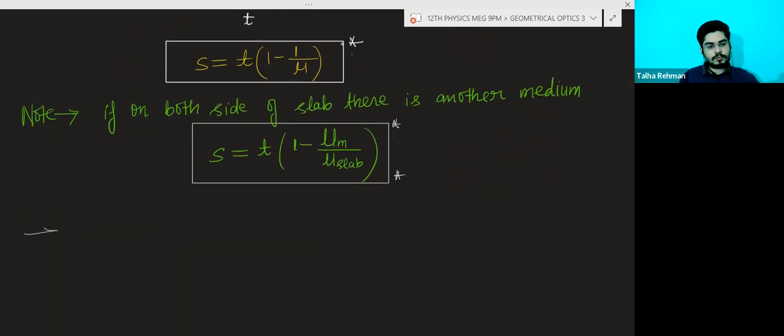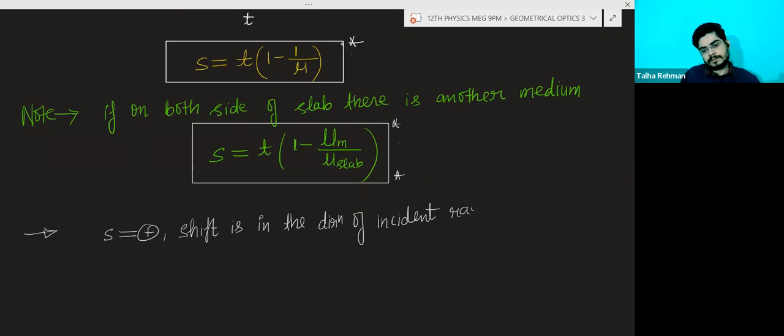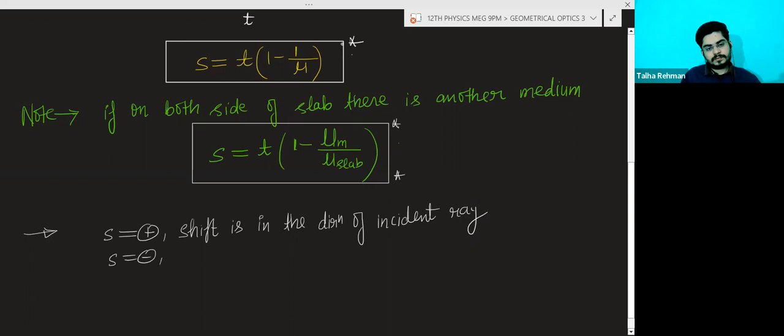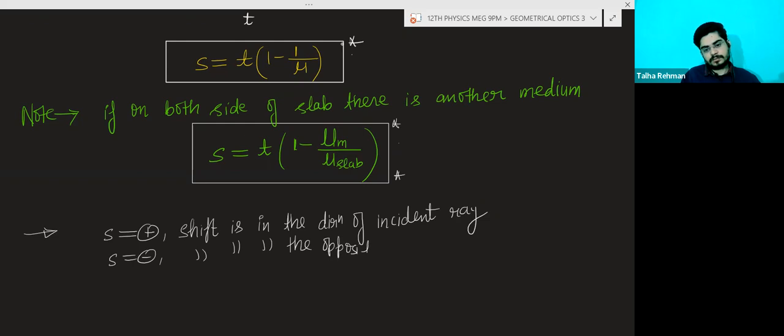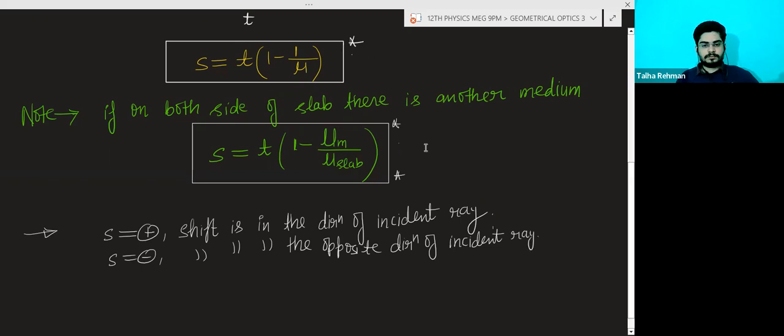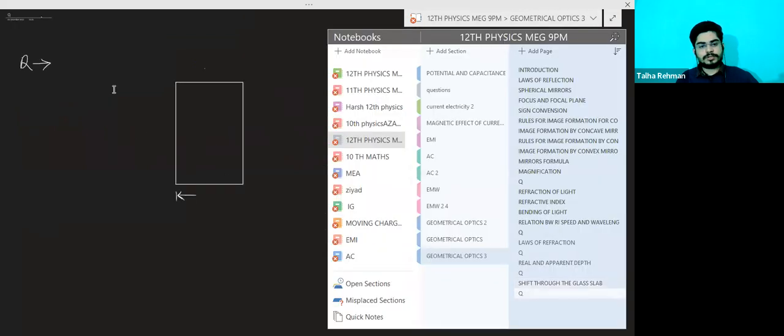Okay, and a few more points I want to write. If the value of the shift is positive, then you will say the shift is in the direction of the incident ray. If the shift is negative, the shift is in the opposite direction of the incident ray. So both these formulae you should know. Now question.